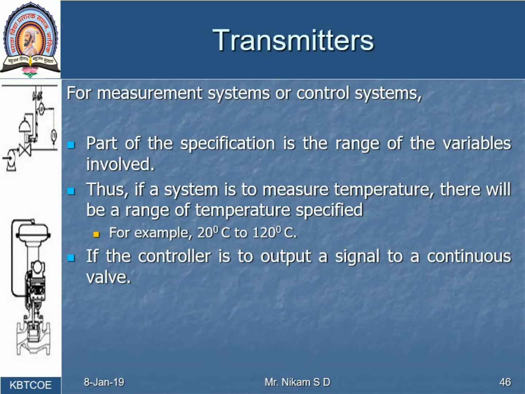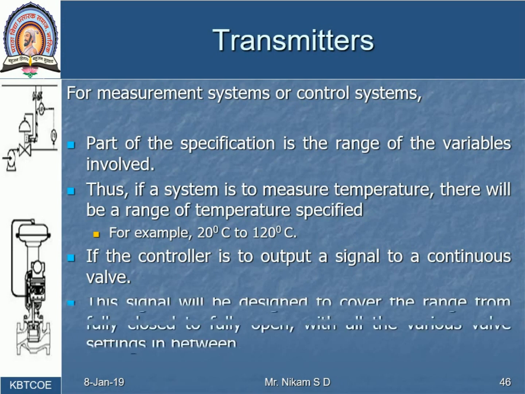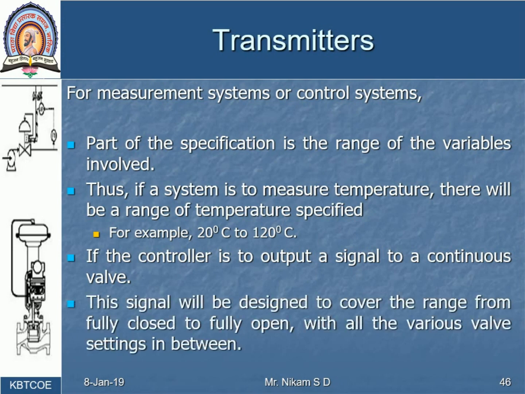Control valve के बाजू में होता है. And then the electrical signal is given from the control room to the I2P converter. And then the I2P converter will convert that current form of signal into pneumatic form, 3 to 15 psi. Got it? So this is the example. This signal will be designed to cover the range from fully closed to fully open with all the various valve settings in between.